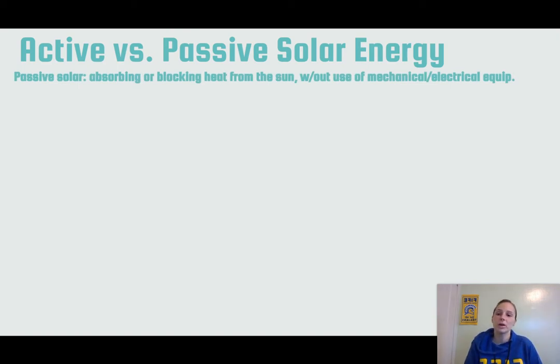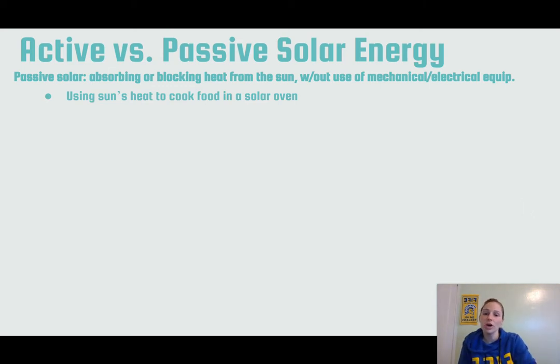Passive solar is when we're just going to be absorbing or blocking the heat from the sun. This will not be using any sort of mechanical or electrical equipment. One example of this would be using the sun's heat to cook food in a solar oven, which is something that you can kind of build. It can be made of plastic, sometimes even cardboard, and you use tinfoil and stuff, and you basically just use the way that the sun hits it to create heat inside this box, and you can actually use it for cooking. But it doesn't require any sort of mechanical or electrical equipment to work.